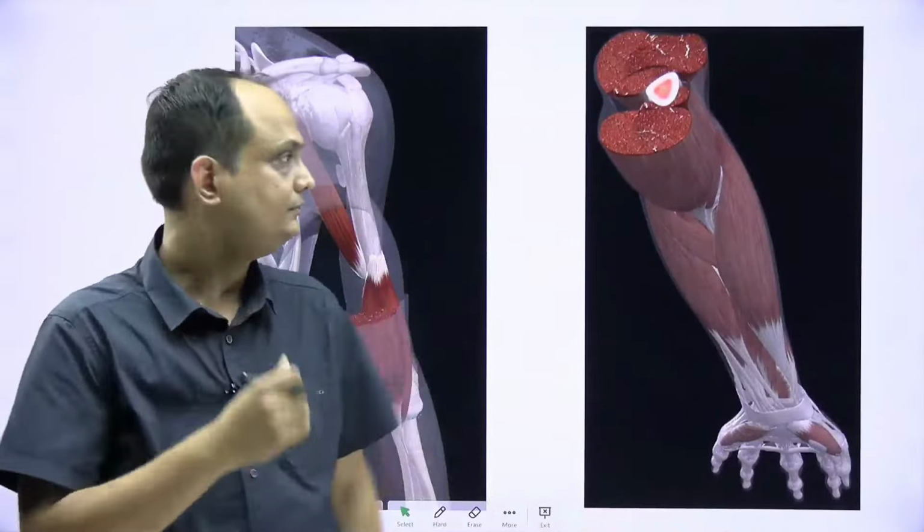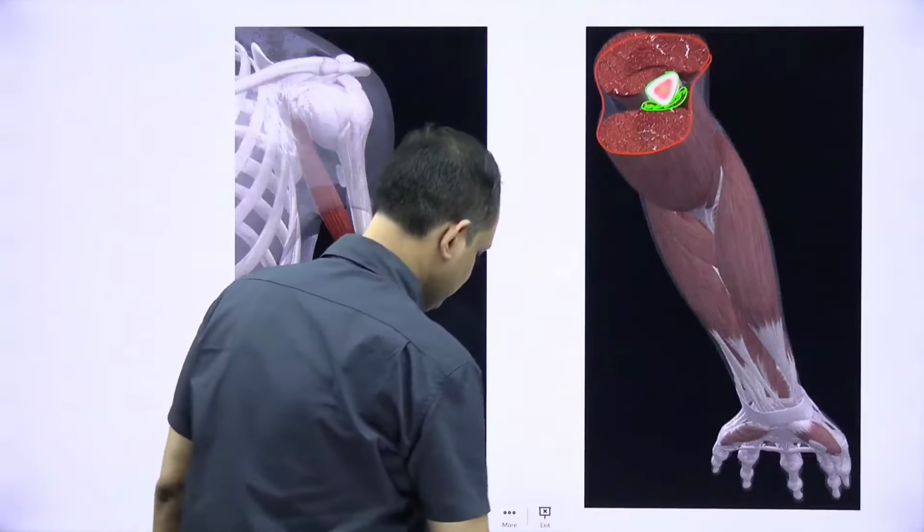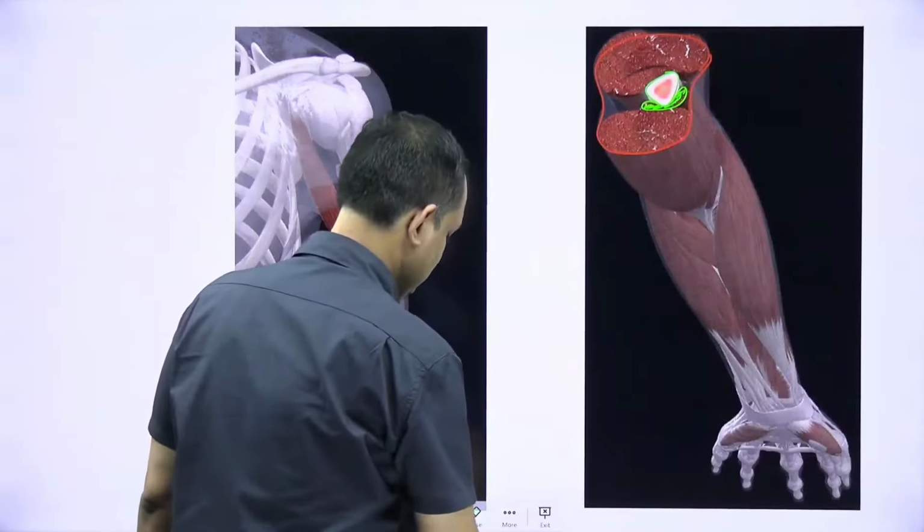Now, anterior to the humerus, you have the deeply placed brachialis muscle. So, this is brachialis. Superficial to the brachialis, you have the muscle known as biceps brachii. So, where is the biceps brachii? This muscle is your biceps brachii.